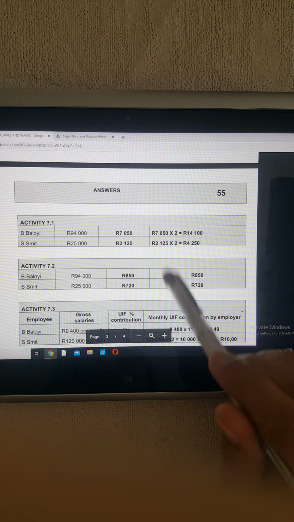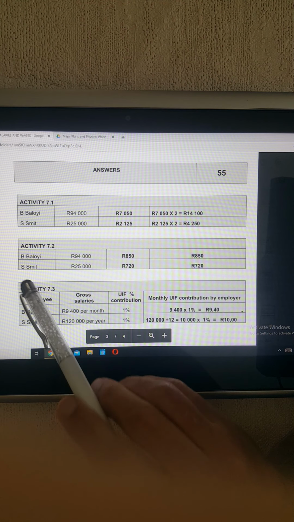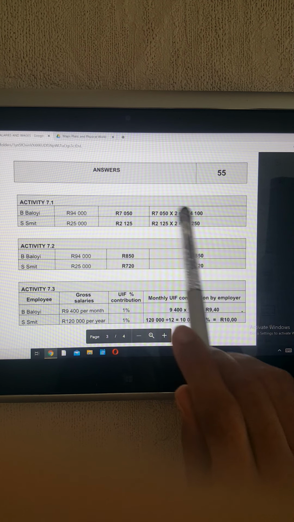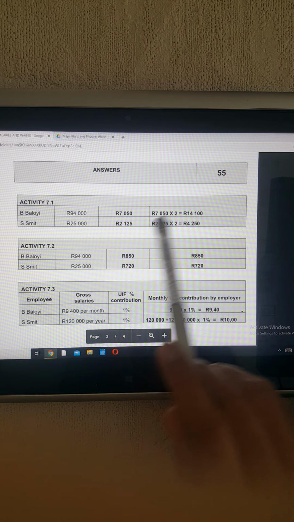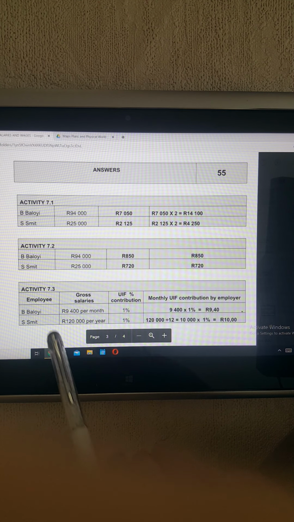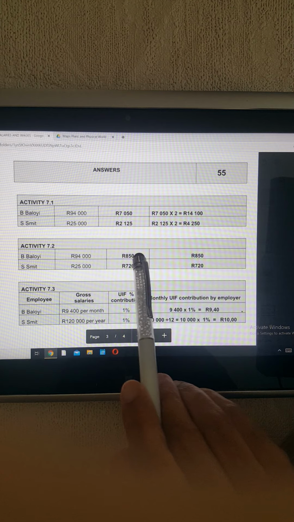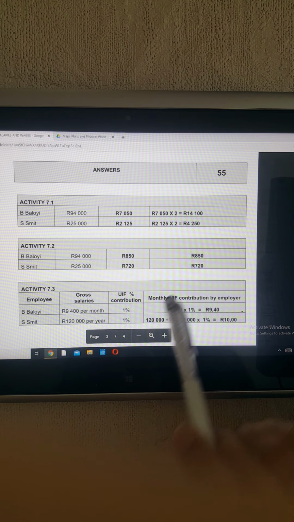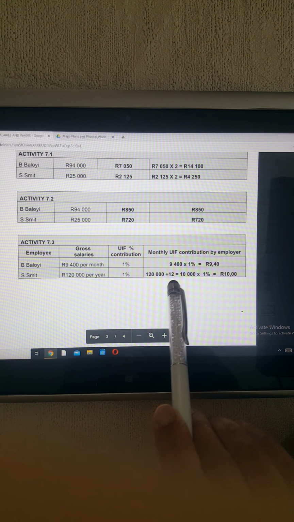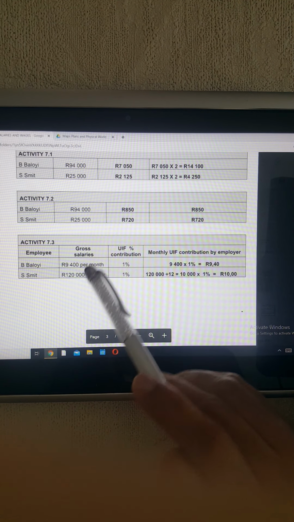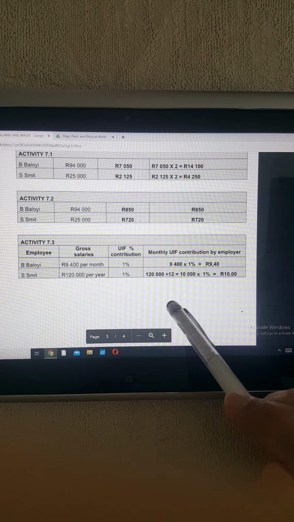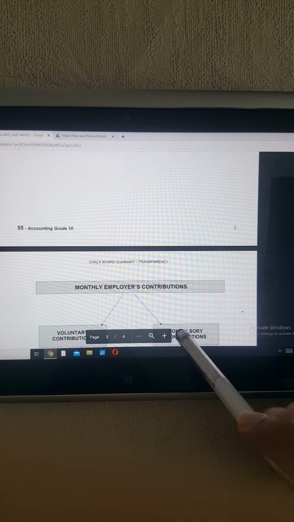Okay, so here are your answers. That one was the calculations on the 94,000 and the 25,000. It was based on the pension fund amount, but that was 2 rand for every rand, so they're multiplying it by 2. And here this was the medical aid, which was rand for rand, so it became equal. And then here was the UIF percentage, which is 9,400 times the 1%. That's a monthly amount. And then here we had to divide it by 12, and we got 10 rand. So you can go through these activities to revise.